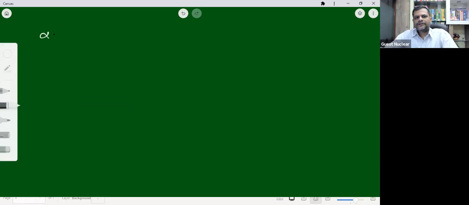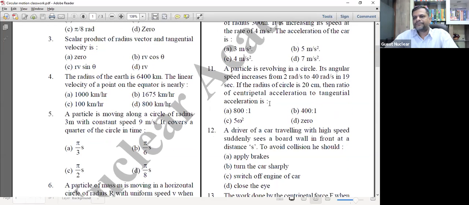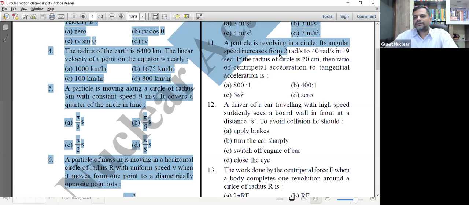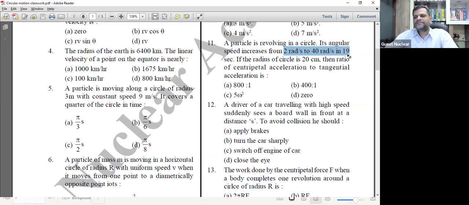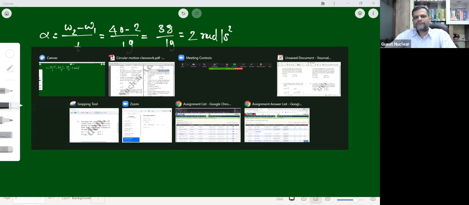See here, alpha is given by the formula omega 2 minus omega 1 upon t. So how much is omega 2? See here, the particle revolving in a circle, its angular speed increases from 2 radian per second to 40 radian per second in 19 seconds. So this is omega 1, this is omega 2, and the time is 19 seconds. So just use this here. 40 minus 2 upon 19, which happens to be 38 divided by 19, which is going to be 2 radian per second square, correct? So this is going to be the alpha. Yes, alpha is found out.